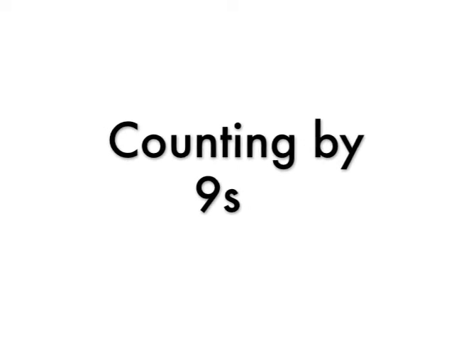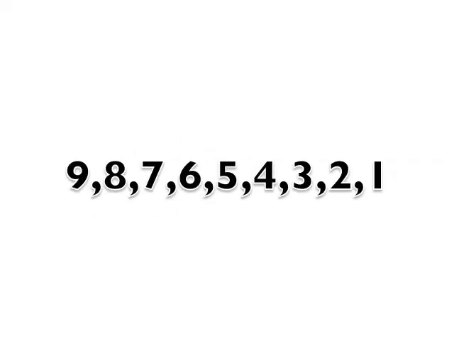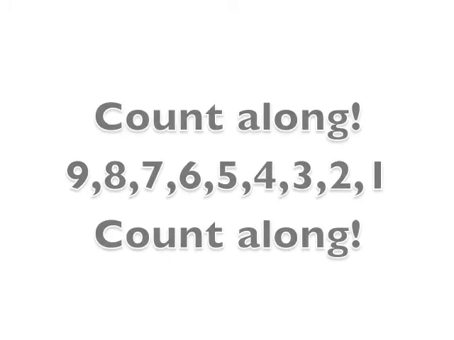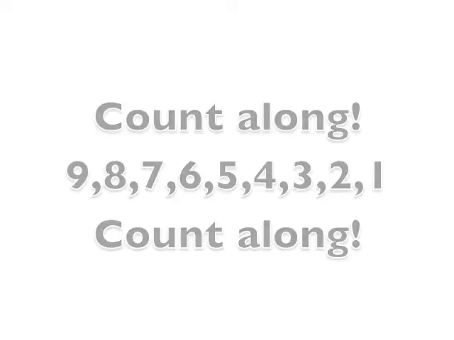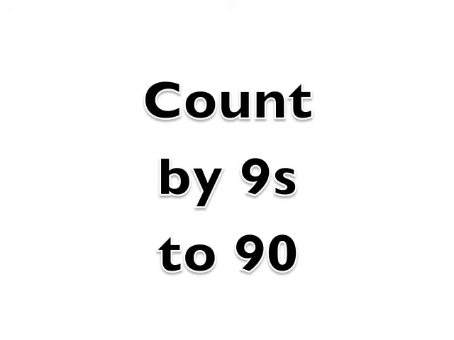Counting by nines is easy because the pattern in the ones place value is 9, then counting backwards by 1. 9, 8, 7, 6, 5, 4, 3, 2, 1. Now count by nines to 90.